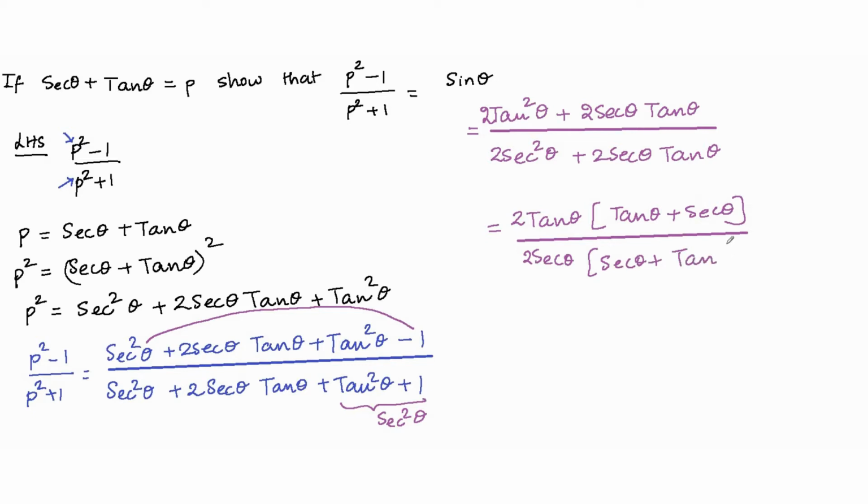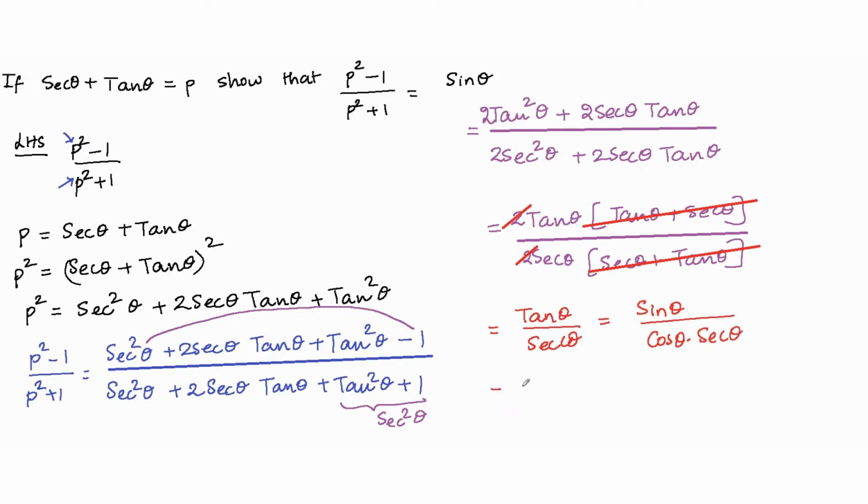So now what happens is, you will notice that sec theta plus tan theta is common in the numerator as well as denominator. Also 2 is common, so that also gets cancelled, and therefore what is left is tan theta divided by sec theta. So tan theta is sin theta divided by cos theta multiplied by sec theta. Now cos theta into sec theta is 1, and therefore this value equals sin theta, which is equal to basically my RHS term.